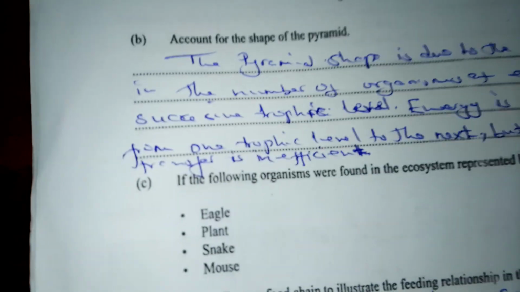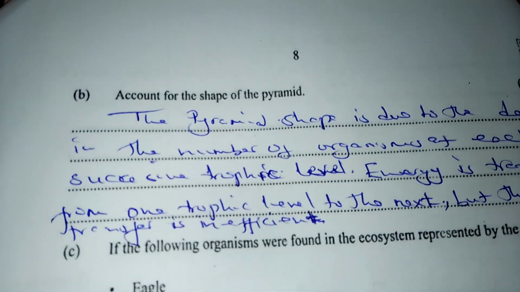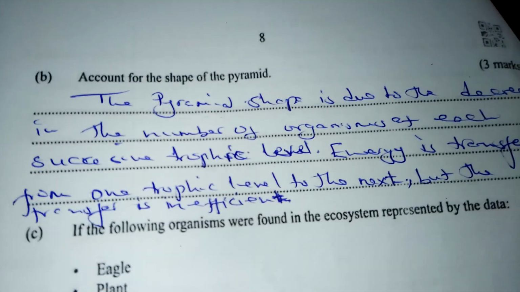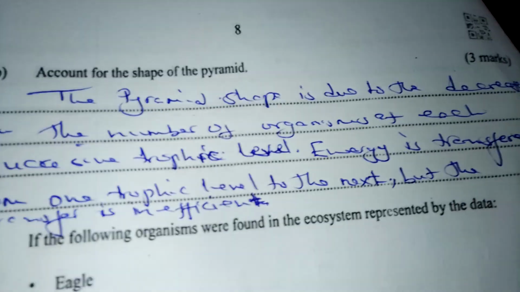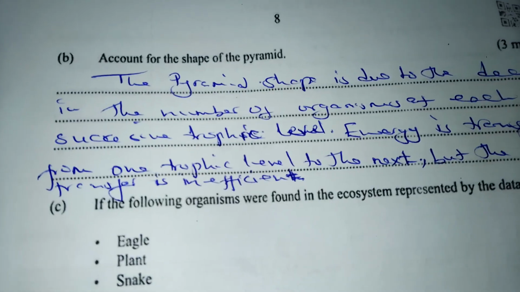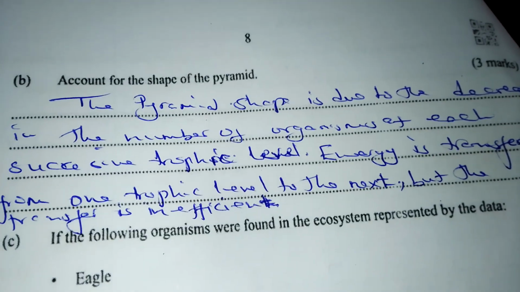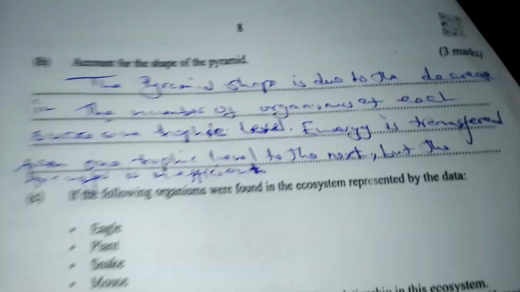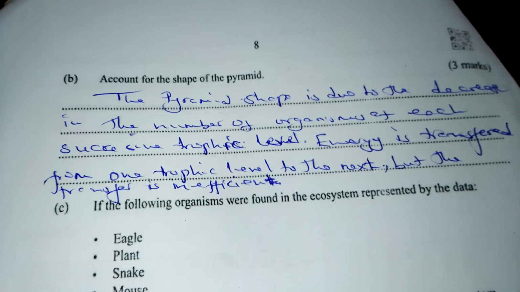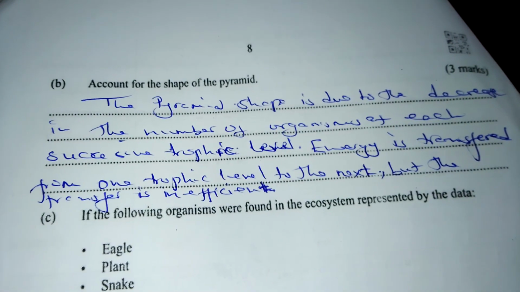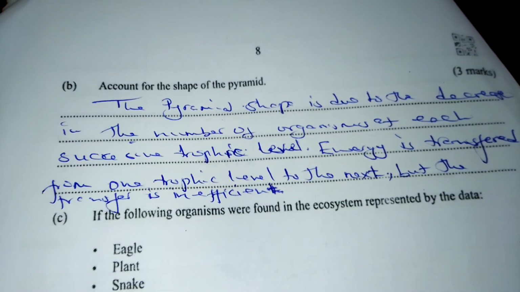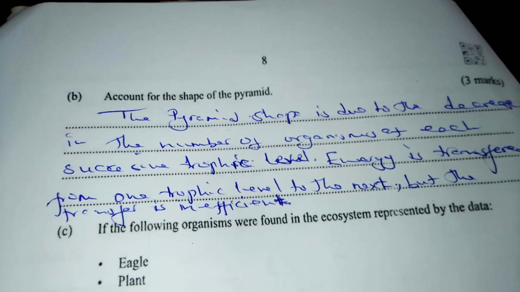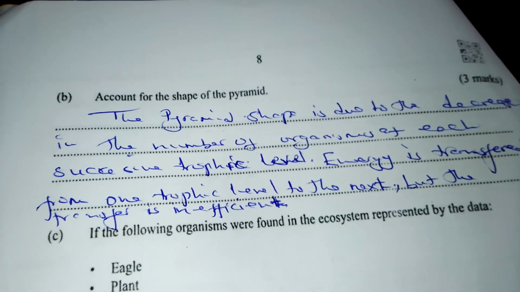You are told to account for the shape of the pyramid. The shape is due to the decrease in the number of organisms at each successive trophic level. Energy is also transferred from one trophic level to the next, but the transfer is inefficient. Let me repeat: the pyramid shape is due to the decrease in the number of organisms at each successive trophic level. Also remember, energy is being transferred from one trophic level to the next, but the transfer is inefficient.